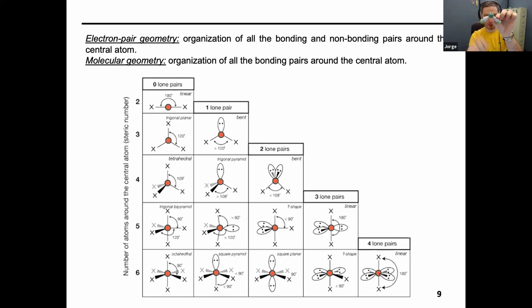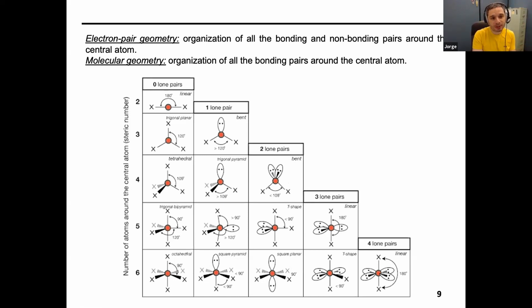For the molecular geometry, you are just going to erase the lone pairs and see what is left. So therefore, when we are talking about water, we have steric number 4. However, we have two lone pairs located on the central atom. Therefore, we are going to get a bent molecular geometry. And that's going to look something like that.